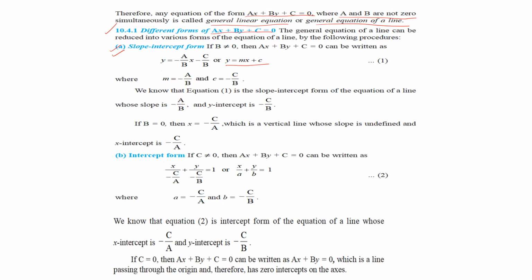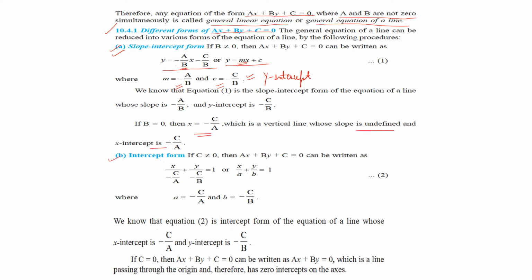In that way, this equation will be converted to y is equal to minus a upon b times x minus c upon b. The m obtained by comparison with this equation is the slope, minus a upon b, and minus c upon b is the required intercept, the y intercept. Now if b is 0, then x is equal to minus c upon a, which is a vertical line whose slope is undefined and x-intercept is minus c upon a.